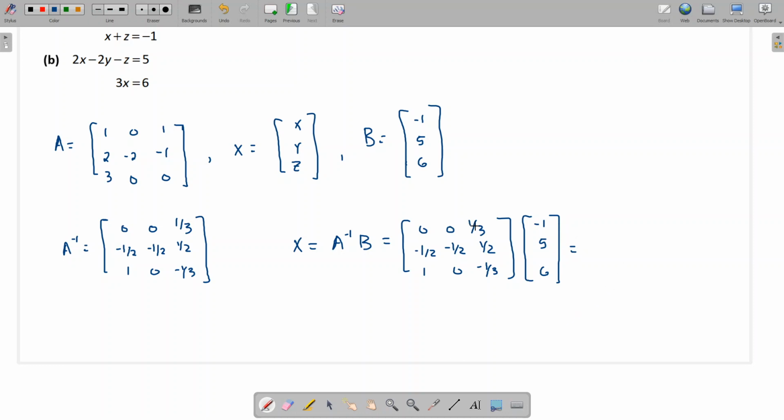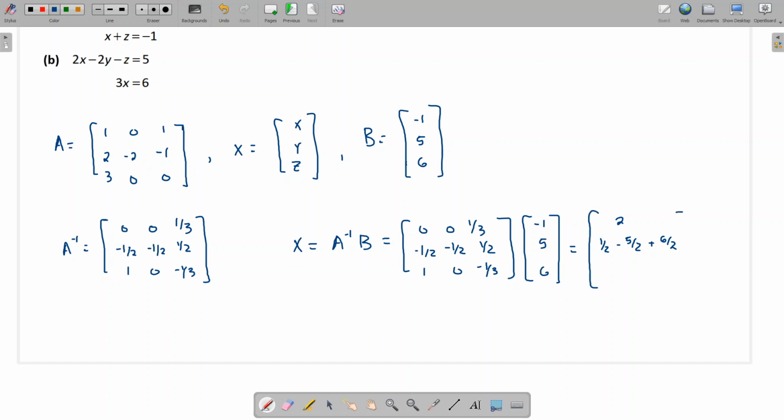Okay, so when we do this product, again, it's going to give us just a column matrix, so it's row by column. So the first one, you've got 0 times -1, 0 times 5, and then 6 times 1/3. That's the only thing that lasts, is the 6 times 1/3, which just gives us a 2 in that spot. Then we have a 1/2 minus 5 halves, then plus 6/2. So that's coming from taking this row times this column. -1/2 times -1 is 1/2. -1/2 times 5 is the -5 halves. 1/2 times the 6 is 6 halves.